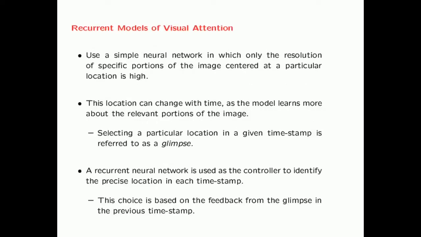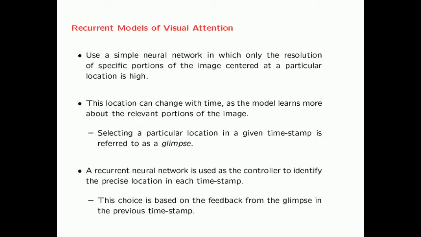So let's talk about this model, which we call recurrent models of visual attention. This model is a classification model. It uses a relatively simple neural network for image processing. Normally for image processing, one tends to use convolutional neural networks, but at least for the image processing part, the feature extraction uses relatively simple layers. But what it does is that it transmits only specific portions of the image that are centered at a particular location. And this location, as we'll see, uses a reinforcement learning type of approach where these locations of the image change from timestamp to timestamp.